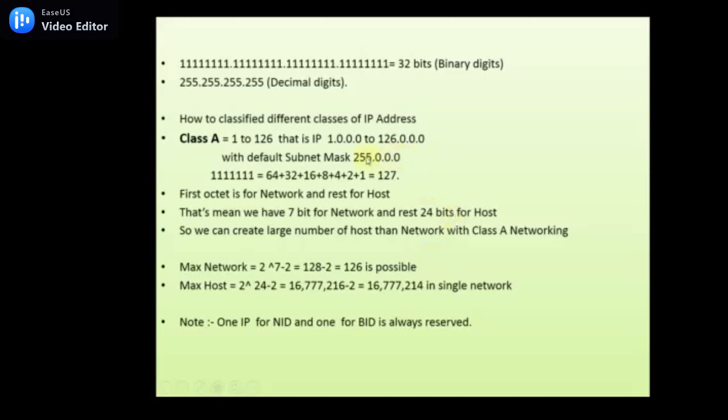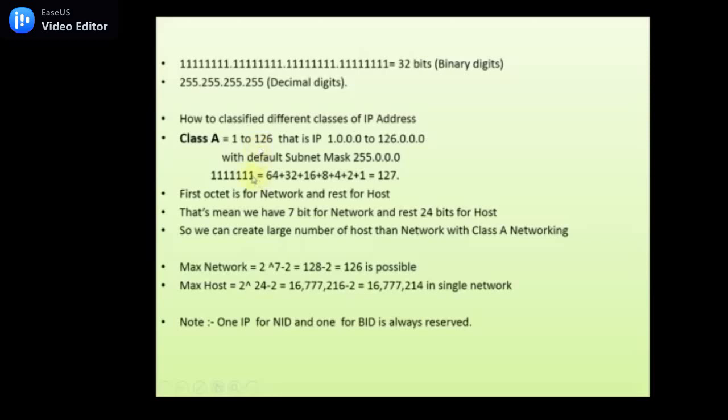Host means computer, and the 1 bits, that is the 255, are for network only. So how can you get this 255? From 8 times 1, 11111111. When you add all these ones, how much do you get? 255. But here the IP address range is between 1 to 126.